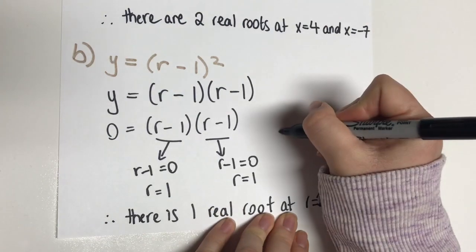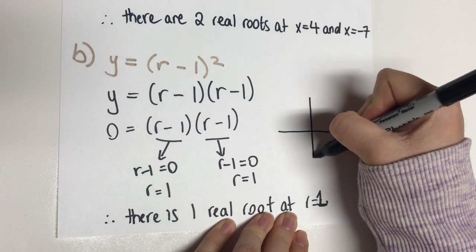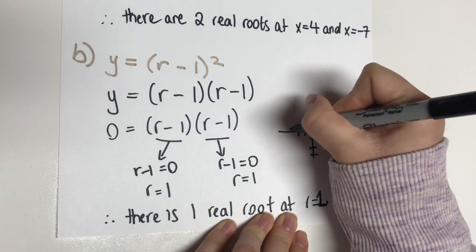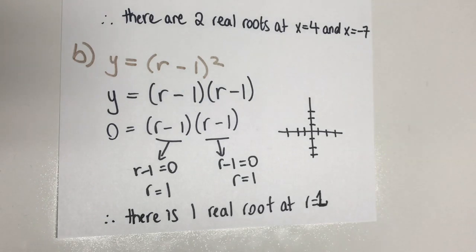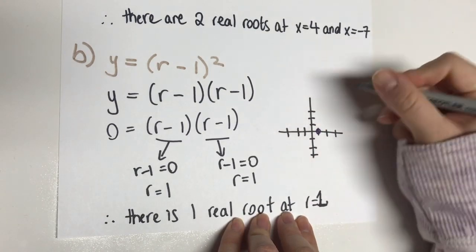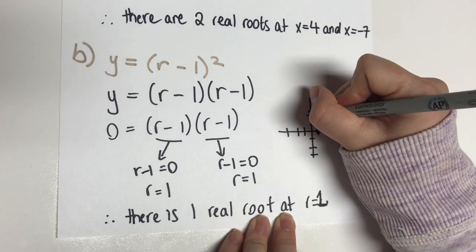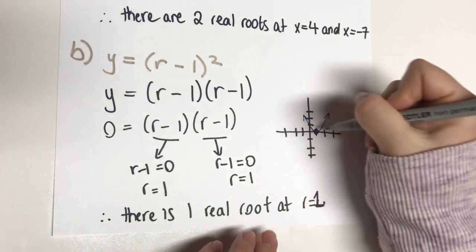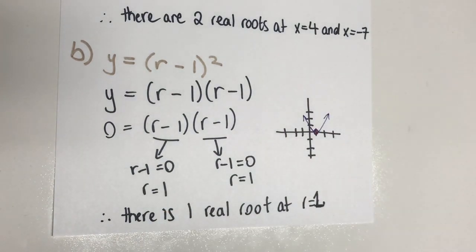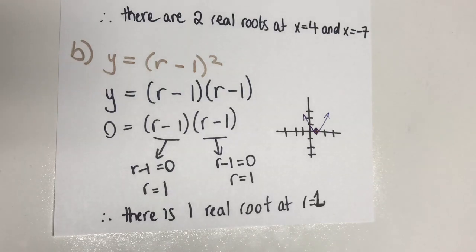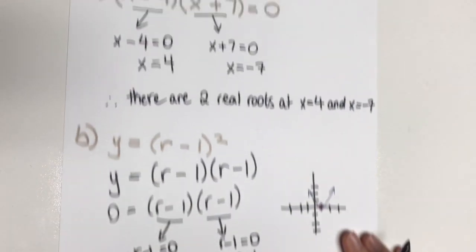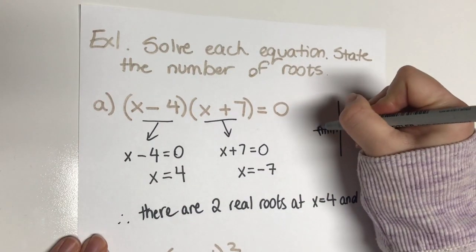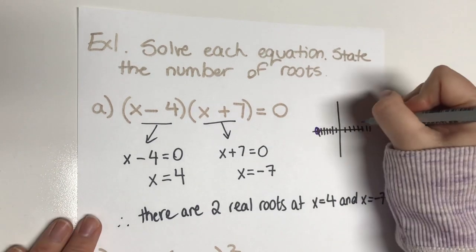Okay, and what that would look like on the graph. That means that at r equals 1, there's just one root, and it's going to go up like this. So it's only going to cross, I know that looks kind of like a V, it's supposed to be a U, but it's only going to cross the x-axis once. Above, it'll cross it twice. So it'll cross it here, and it'll cross it here.